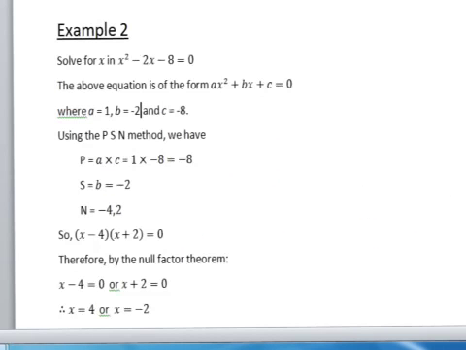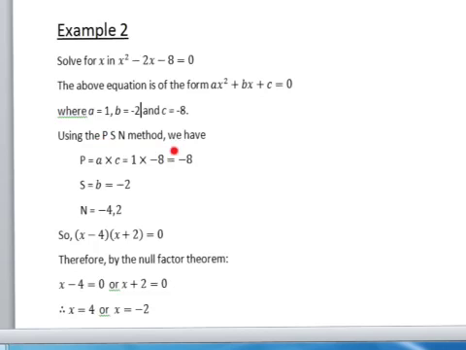Okay, our second example, we're solving for x as usual in this case, where x squared minus 2x minus 8 equals 0. Okay, so it's clearly an equation of that form, and where a is equal to 1, that comes from the coefficient of x squared. B is equal to negative 2, and C is negative 8.